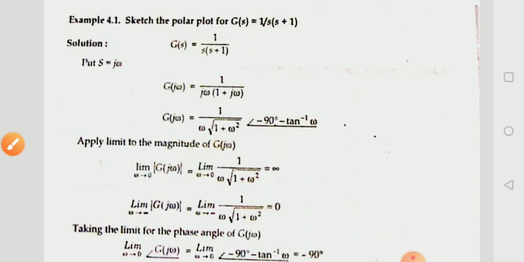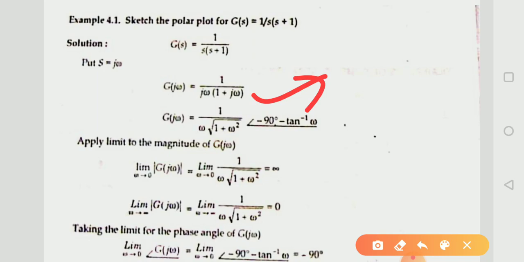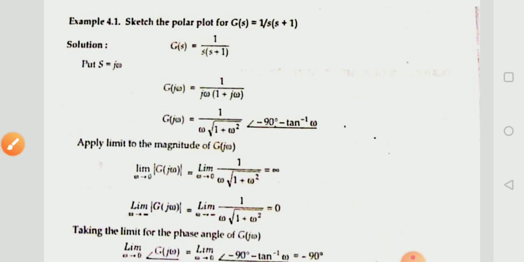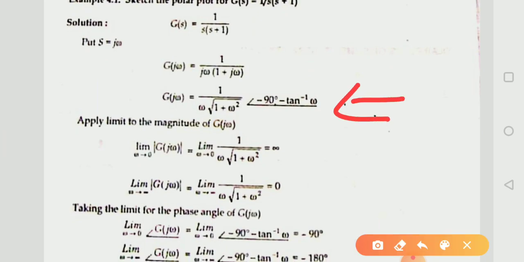Okay, so at first we are putting s equal to j omega. So this is our equation. When we put j omega, it is 1 over j omega into (1 plus j omega). So now we can write the expression for the magnitude and phase angle. This is 1 over omega under root of 1 plus omega square, and for phase it is minus 90 degree and minus tan inverse omega.